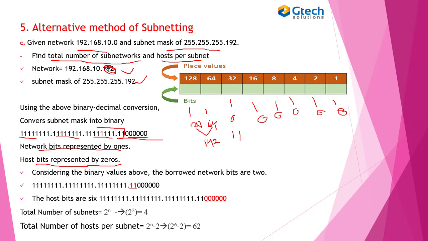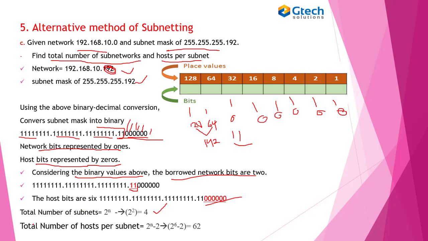Okay, considering the binary values above, the borrowed bits are 2, as we have already discussed earlier. The host bits are 6, these remaining 1, 2, 3, 4, 5, 6. So to find the total number of subnets, we are going to use a formula of 2 raised to n, where n is the number of the borrowed bits. The borrowed bits are 2, 1, 2. Then the total number of subnets is 4.